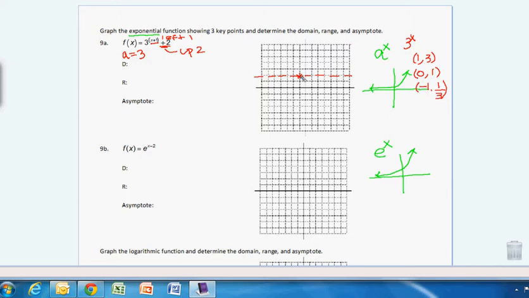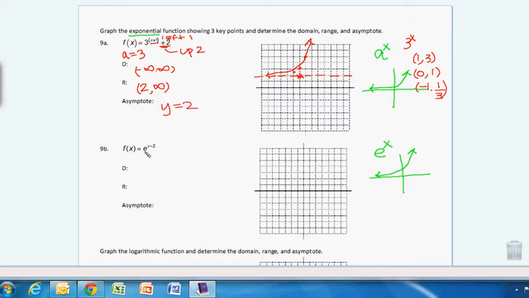So from the new point, I'm going here: 0, 1; 1, 3; and negative 1, about 1/3. And it's going to hug the asymptote to get really, really close. That's terrible, but that's okay. Okay, and go through. So the domain, it's going forever to the left, forever to the right, so the domain would be negative infinity to infinity. And the range will be starting from this shift up 2, going on forever. So 2 to infinity. The asymptote is a horizontal, so y equals 2.